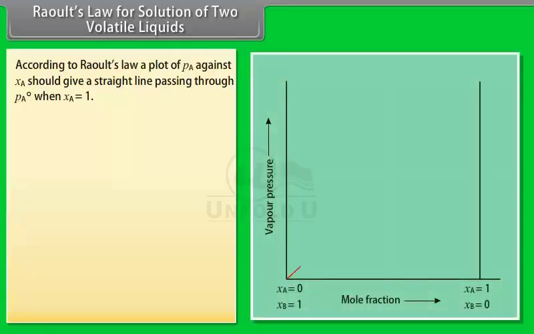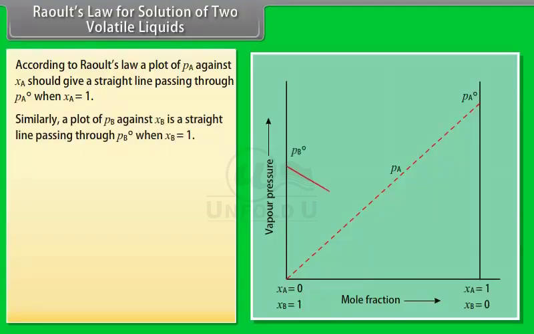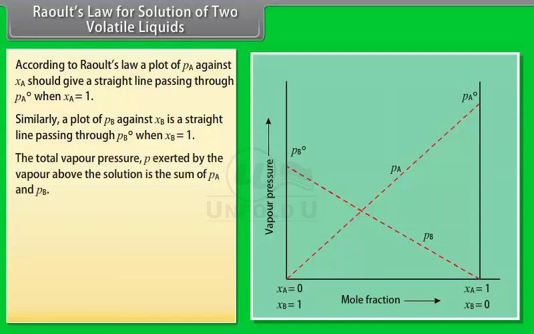According to Raoult's law, a plot of PA against XA should give a straight line passing through PA⁰ when XA is equal to 1. Similarly, a plot of PB against XB is a straight line passing through PB⁰ when XB is equal to 1. The total vapor pressure P exerted by the vapor above the solution is the sum of PA and PB. P = PA + PB.